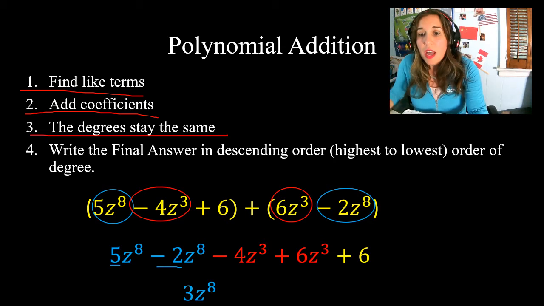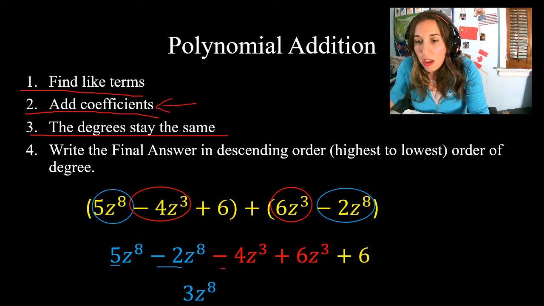All right. Now we need to do that same thing to our next set of like terms, negative 4z cubed and positive 6z cubed. So let's look at the coefficients, right? Because we need to add the coefficients. That's our second step. So we have negative 4 and 6.